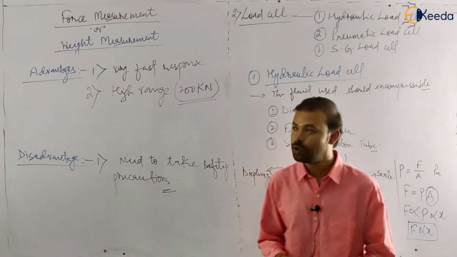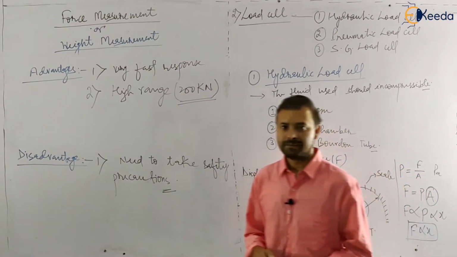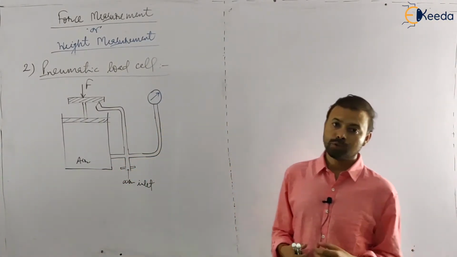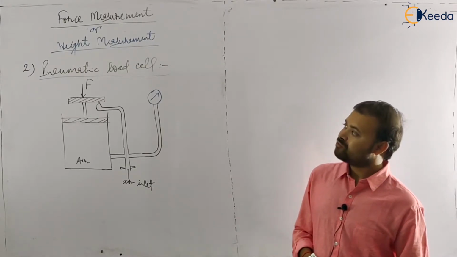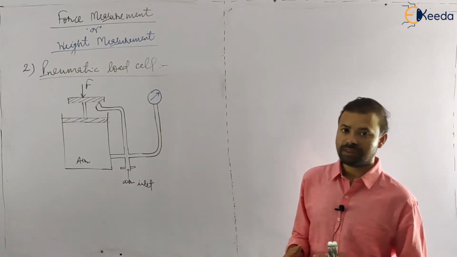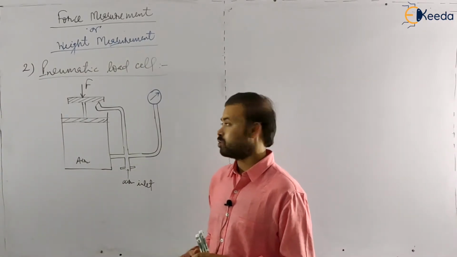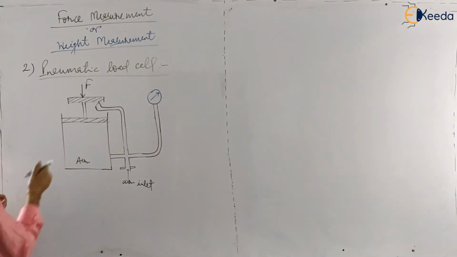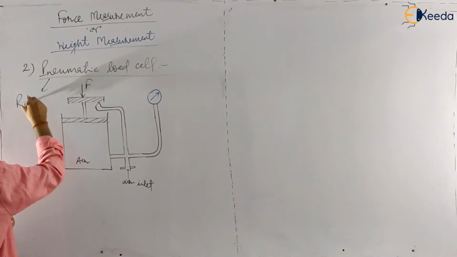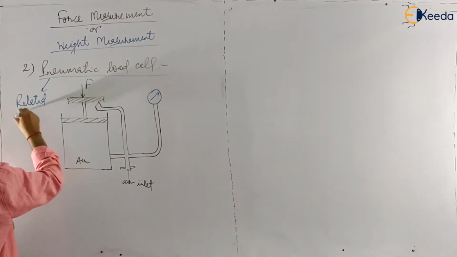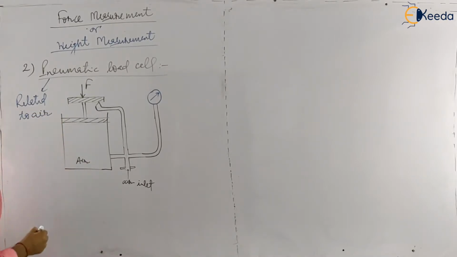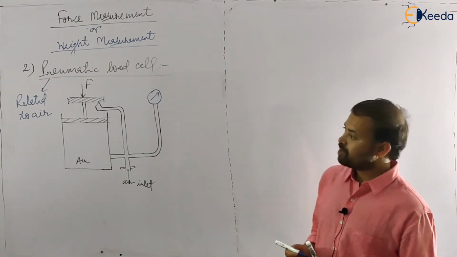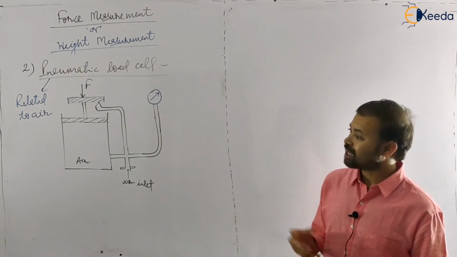Next we are going to discuss the pneumatic type load cell. Okay. So guys, let us now talk about the pneumatic load cell, that is the second kind of load cell. In this type of load cell, we use air instead of fluid, unlike the hydraulic load cell. Pneumatic means related to air.